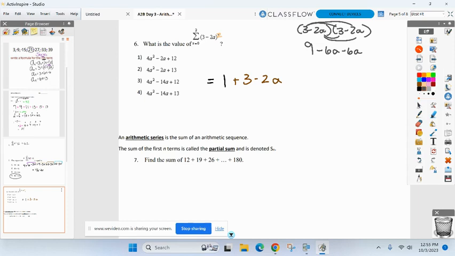Negative 2a times negative 2a? Oh, boy. Positive 4a squared. You can keep it like that, or you can simplify it before you put it back in. It's up to you. So plus 9 minus 6a minus 6a. Okay, that's what I ended up with. So now combine all your like terms and see which multiple choice we have.